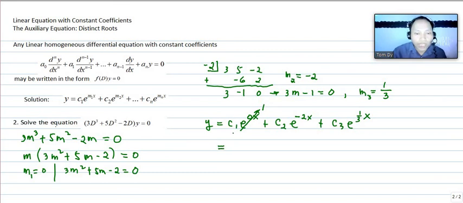Therefore, our final answer is c sub 1. We have here our c sub 1 plus this one, that is c sub 2 e negative 2x plus c sub 3 e negative 2x over 3. That will be our final answer.